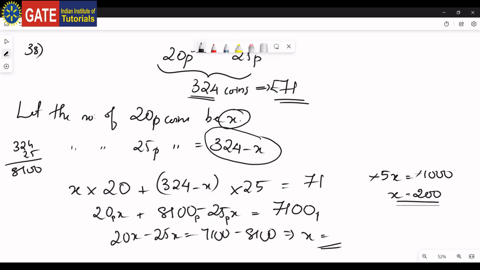Yes, but we don't want to find the value of x. What do we have to find? We have to find how many number of coins of 25 paise are there. And what is the number of coins of 25 paise? 25 paise coin is 324 minus x. So 25 paise coins number will be nothing but 324 minus 200. This becomes equal to 124. So your answer will be 124. Did you get it?